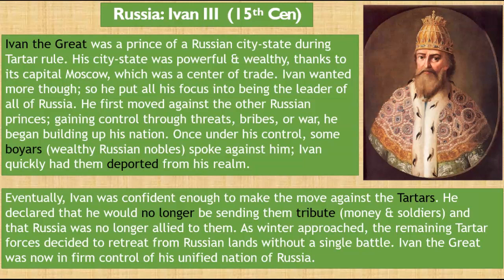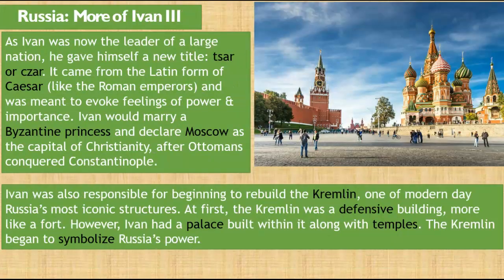Eventually, Ivan was confident enough to make the move against the Tartars. He declared that he would no longer be sending them tribute, meaning sending them money or soldiers. He didn't feel that he needed to do that anymore, and that Russia was no longer allied to them. That word allied means that Russia was no longer friends with them. They were no longer on the same side. So as winter approached, the remaining Tartar forces decided to retreat from Russian lands without a single battle. Ivan the Great was now in firm control of his unified nation of Russia, which again was a really big deal because these Mongols were very notorious for coming in and taking over.